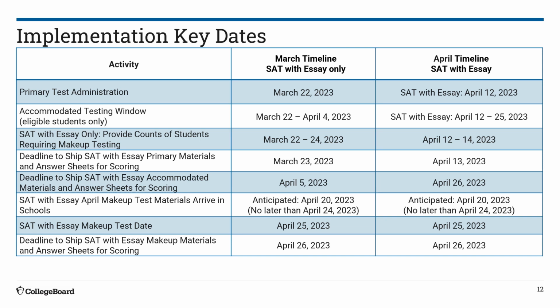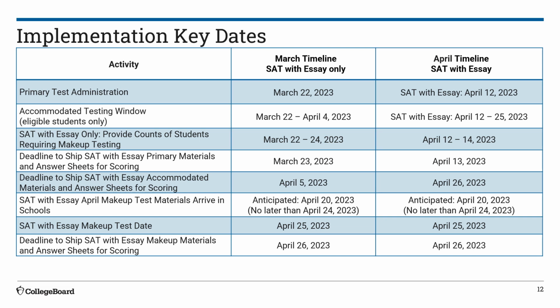SAT with essay primary test administration dates are April 12th, or March 22nd for those schools testing on the alternate administration. SAT with essay accommodated testing window dates are April 12th through April 25th, or March 22nd through April 4th for those schools testing on the alternate administration.